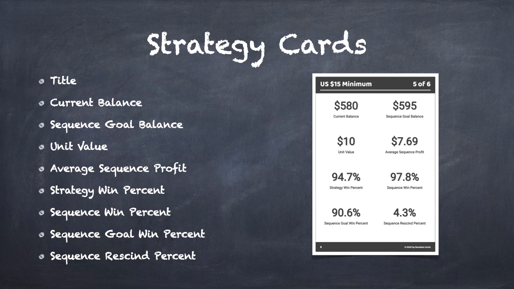And then finally, our sequence rescind percent. Since we do allow for negative numbers, it is possible that you could still win this bet sequence, but you'll still lose money, which means you have to go from the 5th bet sequence back down to the 4th bet sequence. And so in this particular case, that would be a 4.3% chance.